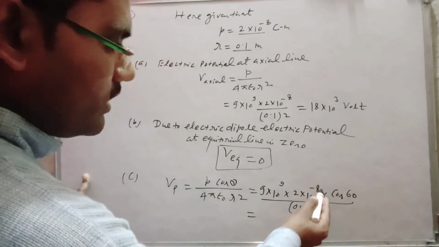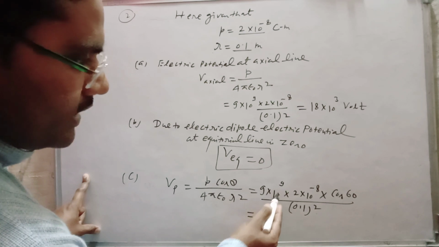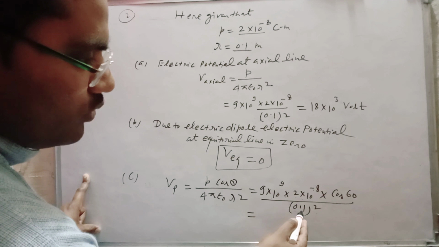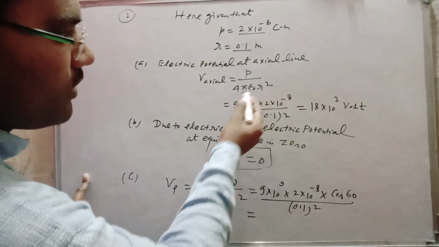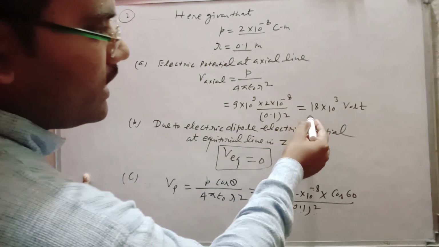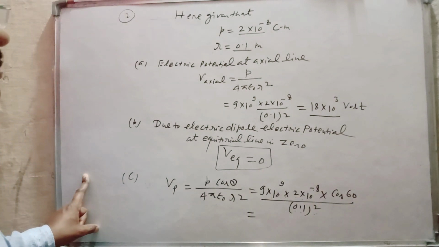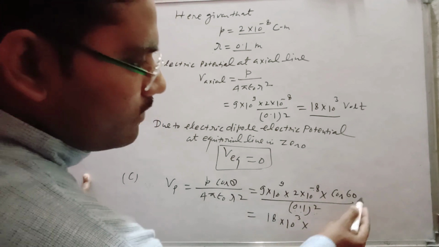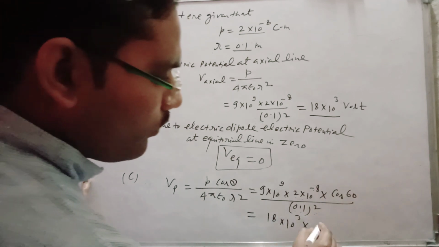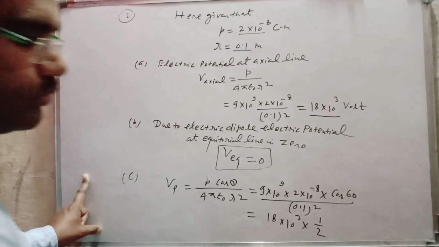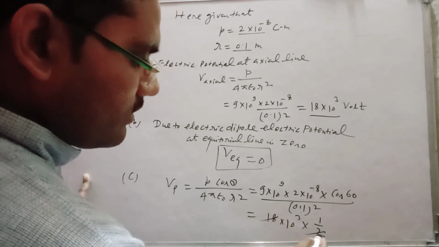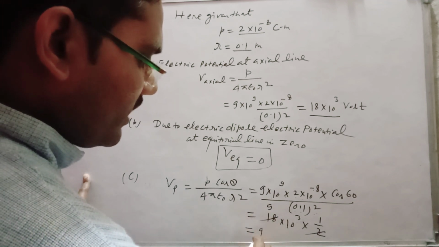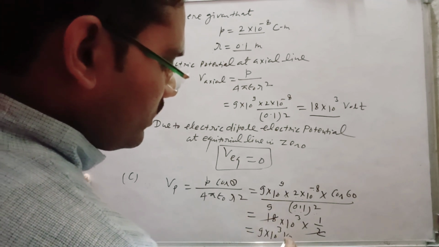If we solve this portion, 9 into 10 to the power 9 into 2 into 10 to the power minus 8 divided by 0.1 whole square, this value is 18 into 10 to the power 3. That means 18 into 10 to the power 3 multiplied by the value of cos 60. The value of cos 60 is 1 by 2. Now we cancel: 2 nines are 18. That means 9 into 10 to the power 3 volt.